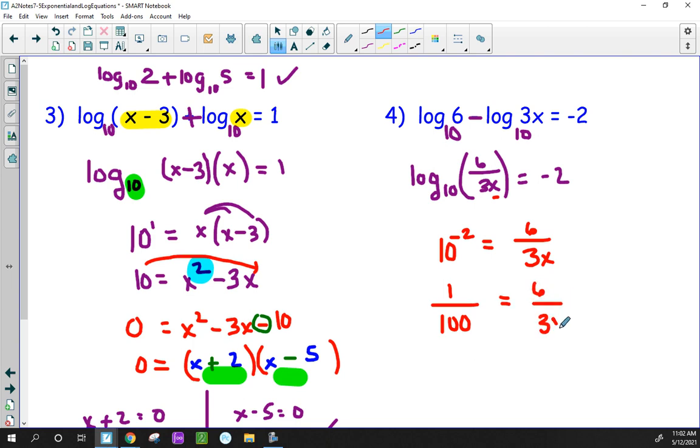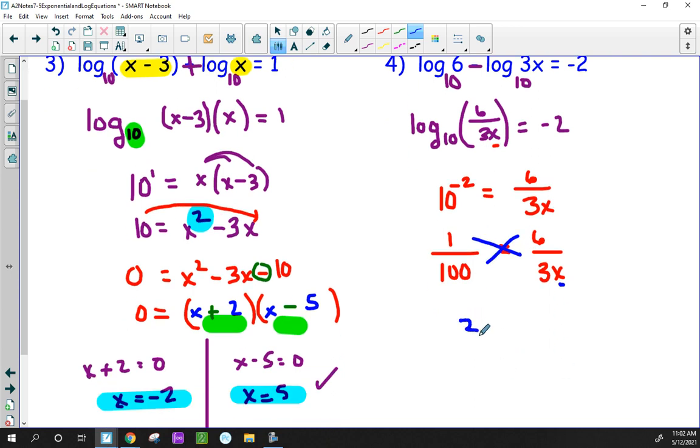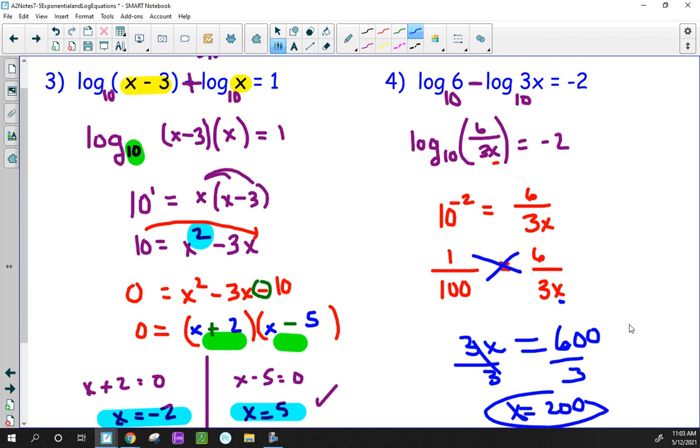And then I just have to find the way to solve this equation to get x by itself. What I see right now is a fraction equal to a fraction. Ratio equal to a ratio, which is a proportion. You can cross multiply to solve. That's a really good way to do that one. 1 times 3x is 3x. 6 times 100 is 600, and then just divide by 3. So in this problem, x would have to be 200 for that to be a true statement.